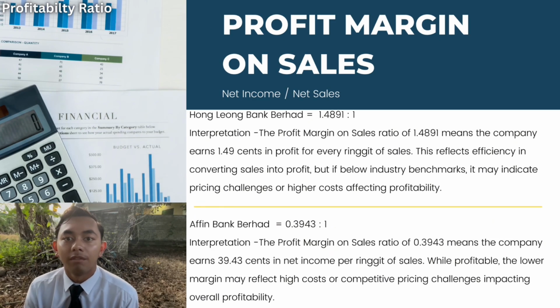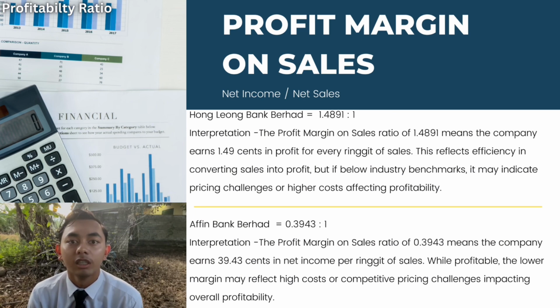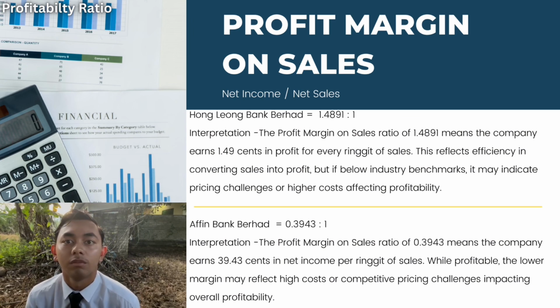We move to the Affin Bank Berhad profitability ratios. First one is profit margin on sales. The ratio is 0.3943%, meaning the company earns approximately 39.43 cents in net income for every 100 ringgit of sales. This indicates a lower proportion of sales revenue being converted into profit.